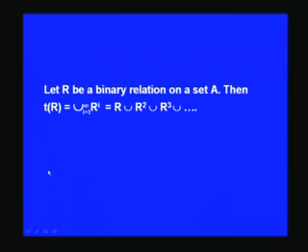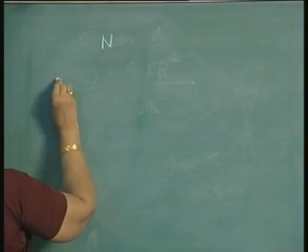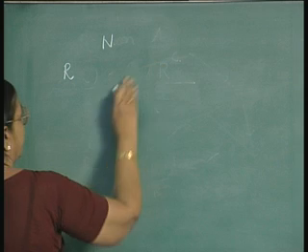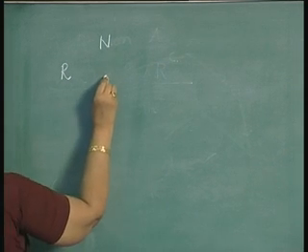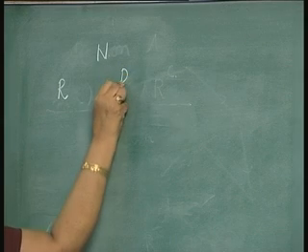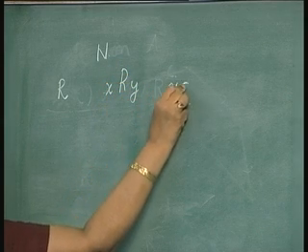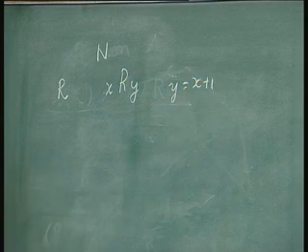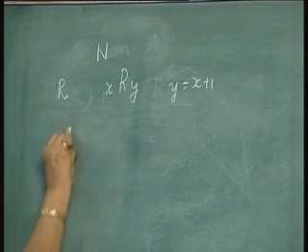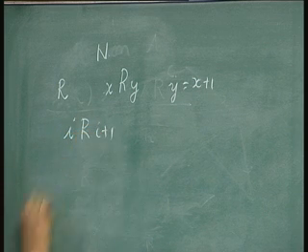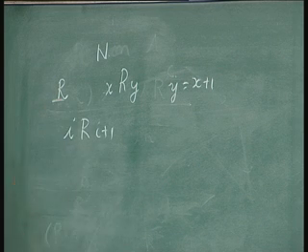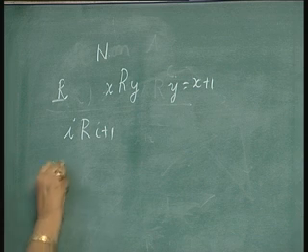Let us consider some example. Consider the set of non-negative integers and a relation R such that x is related to y if y is equal to x plus 1. That is, any number i will be related to i plus 1. Define R like that on natural numbers. What is the transitive closure of this? What is the transitive closure of R?